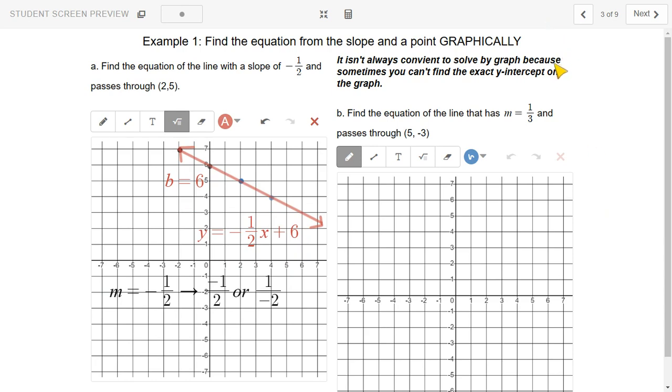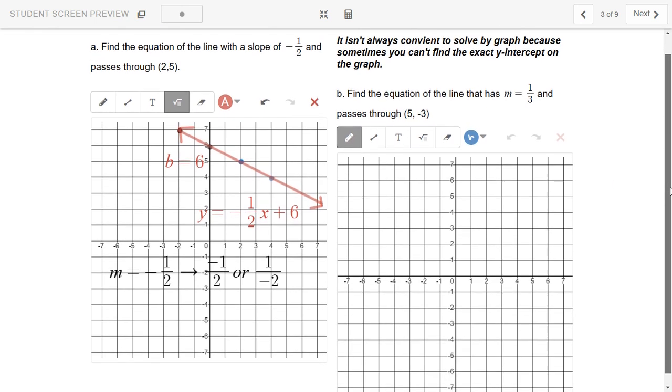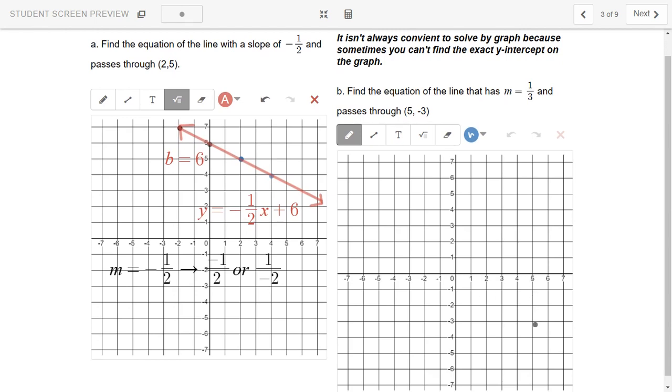Now, sometimes it's not always convenient to solve by graphing because you can't find the exact y-intercept or the numbers are just too big. So in this example, I'm going to show you how it's very difficult to make this one work. Find the equation of the line that has m = 1/3 and it passes through (5, -3). So first, (5, -3). Here's our point. Our slope is 1 over 3. So another way we can represent 1 over 3 is negative 1 over negative 3.